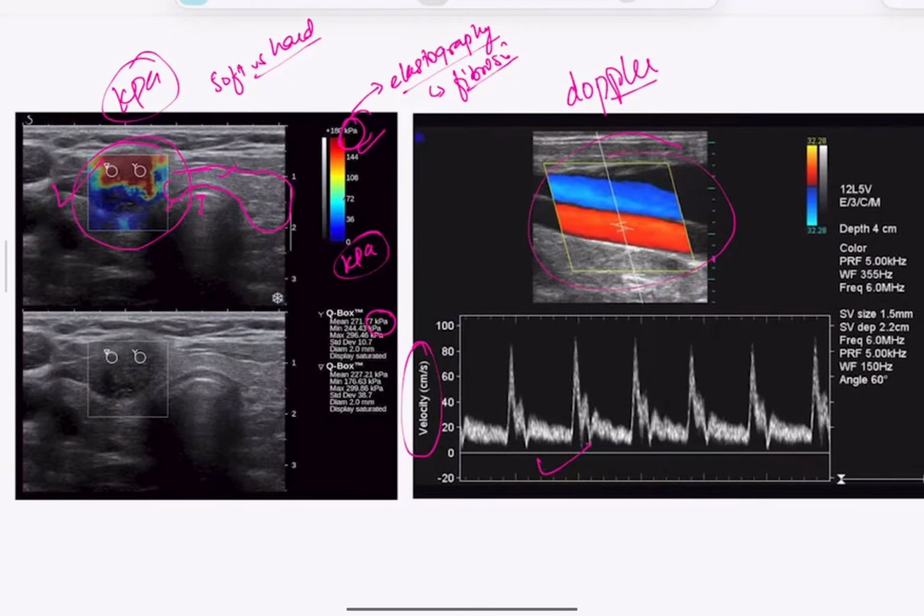So for example, in liver, fatty liver progressing to cirrhosis, how much fibrosis is there? You get to see on elastography, FibroScan. This is used commonly in thyroid nodules, breast lump. So that is elastography.